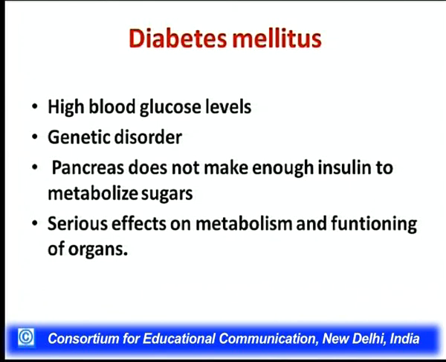But the thing that we have to keep in mind is that if we talk of a person who's suffering from diabetes, that is diabetes mellitus, then what is diabetes? That person is having high blood glucose levels, and this is a genetic disorder. Although nowadays doctors are saying that diabetes is also stress induced, that is, if you're under too much stress, the blood glucose levels go up. The reason being that the pancreas is not able to make enough insulin to metabolize sugars.